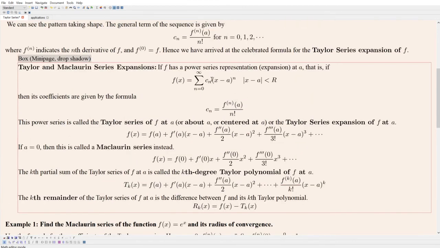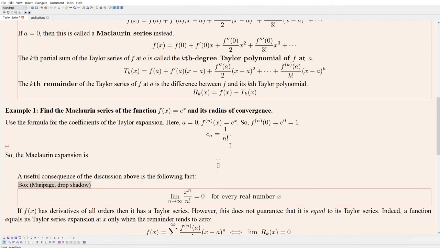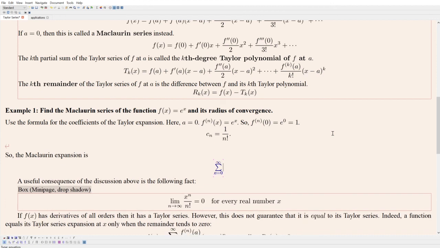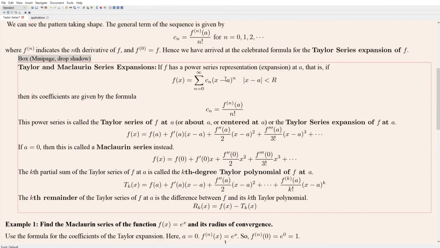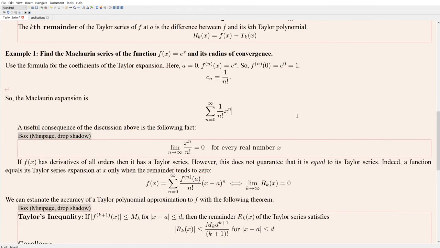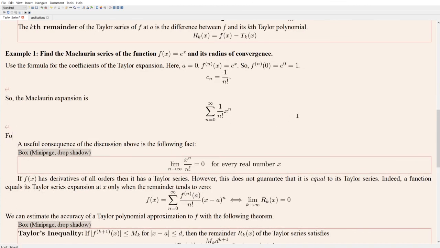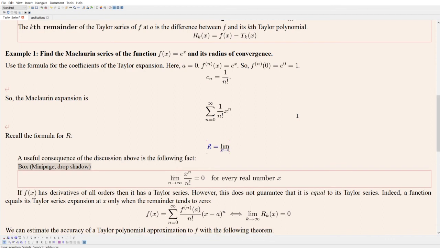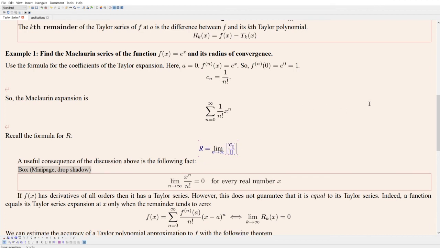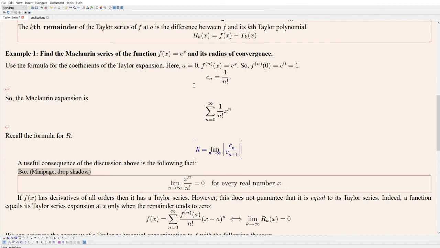So the Maclaurin expansion is just this formula where c sub n is given by what we just computed. Since the center point is 0, I don't need to... Yeah, this is correct. Now what about the radius of convergence? Recall the formula for the radius of convergence. That is c sub n over c sub n plus 1, where c sub n is given just there.